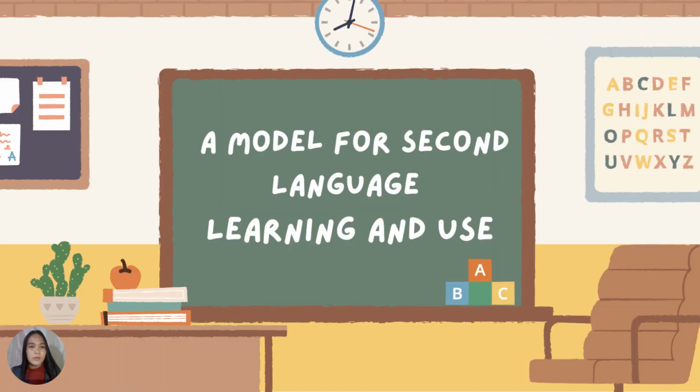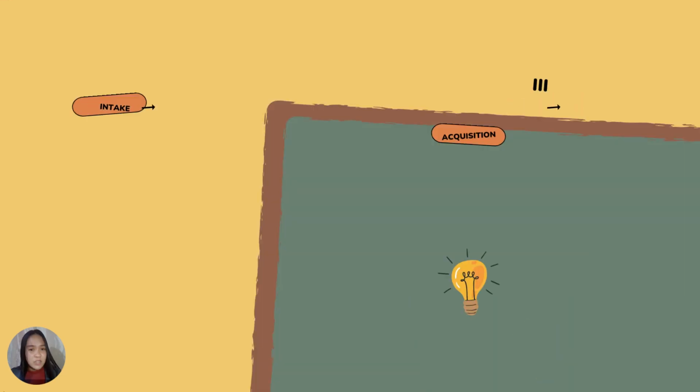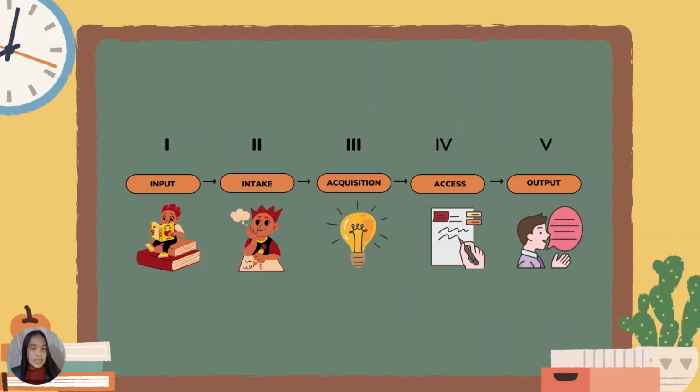Through this, we are going to discuss the model for second language learning and its use. There are actually five stages that can be seen in this process, such as the input, intake, acquisition, access, and output. And all of this happens chronologically and not the other way around.